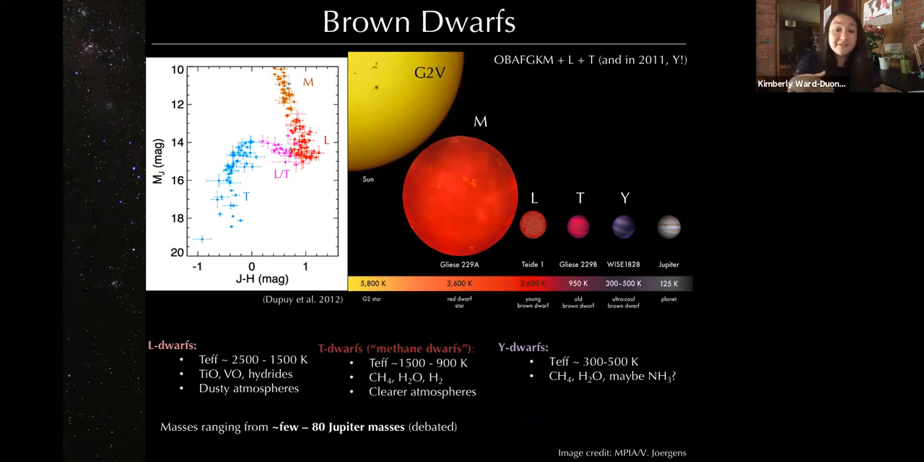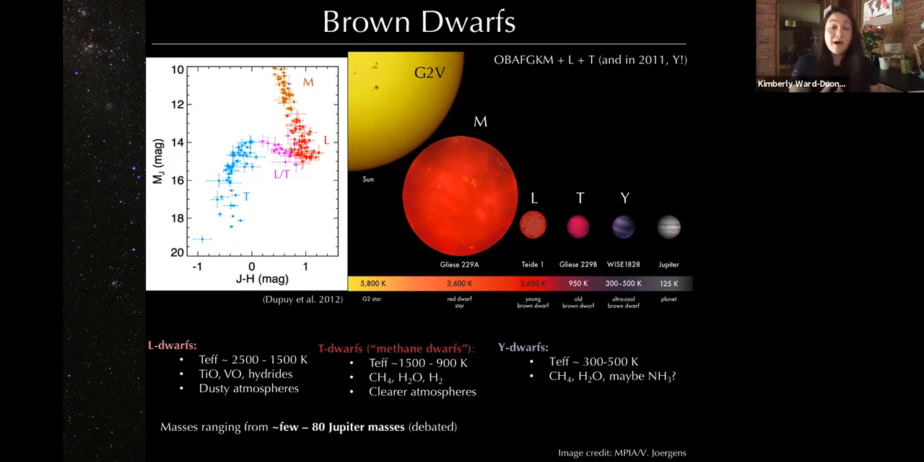As you cool down even further, from about 900 Kelvin to 1500 Kelvin, the chemistry starts to change, and you're able to take what was originally carbon monoxide gas and form that carbon into more complex molecules like CH4, methane. You start to see water molecules, H2 molecules, and we think that the actual dusty cloud decks in these objects sink to lower layers in the atmosphere, and I'm going to talk a little bit about what that looks like later.